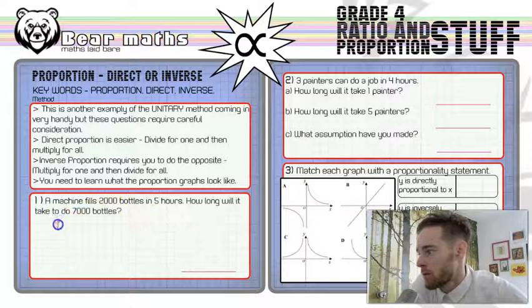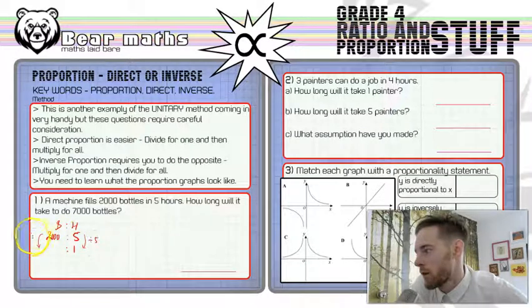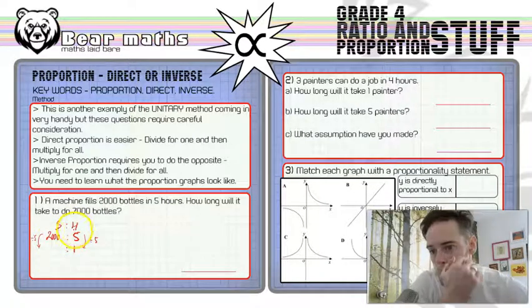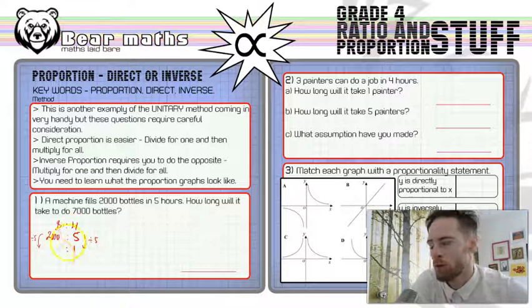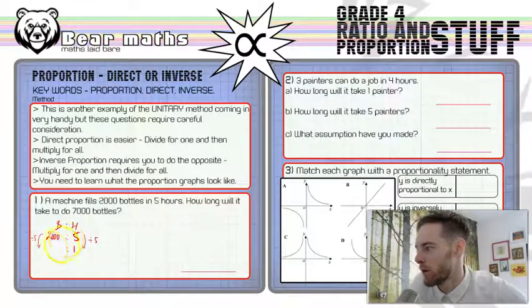So bottles to hours, 2,000 to 5. If we divide by 5, we're going to get how many it can do in 1 hour. And then we're going to divide this side by 5 as well. So that divides by 5 and that divides by 5. So this is in direct proportion, this question, because as one thing goes up, so does the other thing. The amount of time goes up, and so does the number of bottles that are being filled.